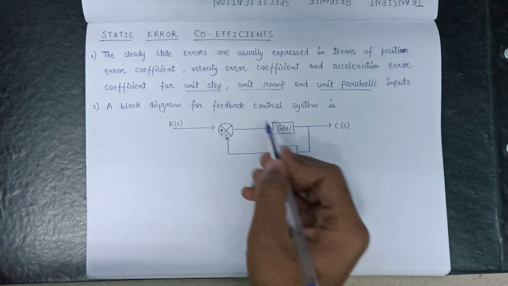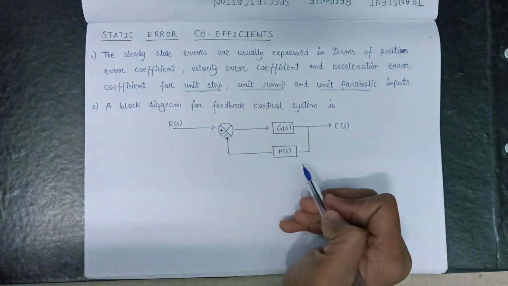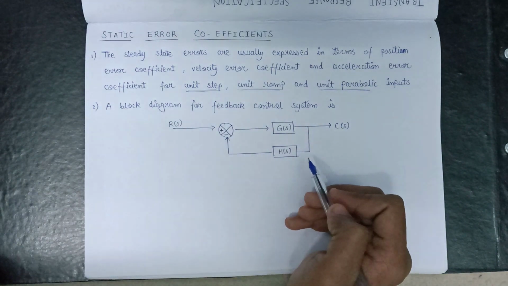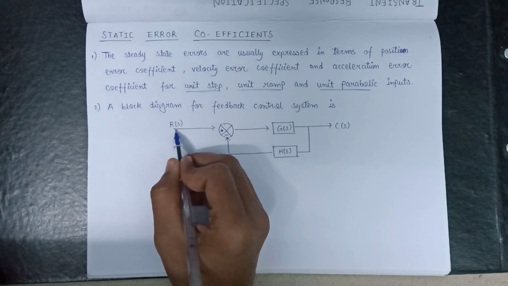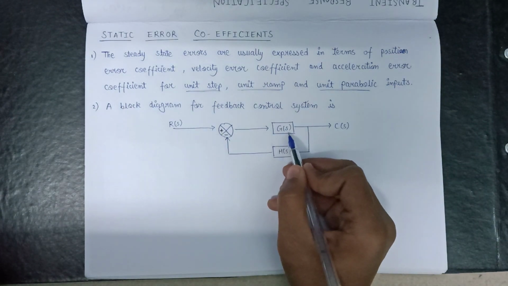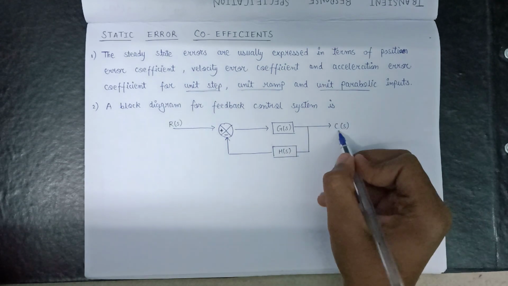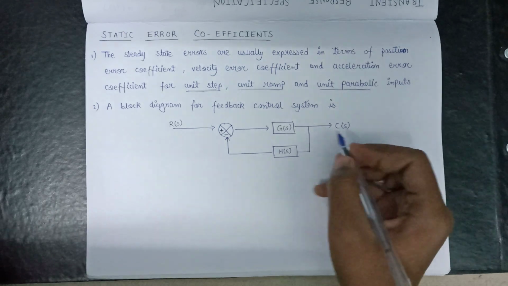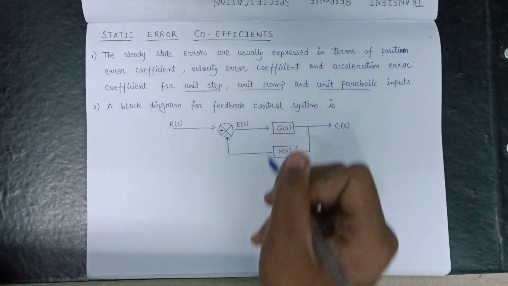So here is the block diagram of a feedback control system. By observation, we can say that R of S is the input applied to this block diagram, G of S is the gain, and H of S is the feedback given to this control system, and C of S is the output. Here E of S is the intermediate state.